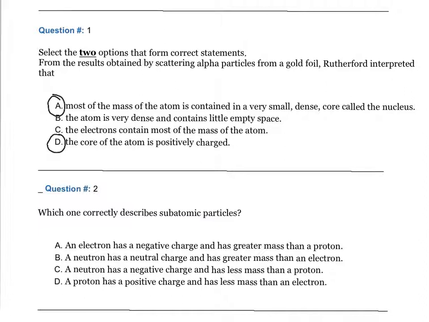Question number 2. Which one correctly describes subatomic particles? The correct answer is B. A neutron has a neutral charge and has a greater mass than an electron. Protons and neutrons have about the same mass, and they're much more massive than the electron is. Neutrons have no charge, protons have a positive charge, electrons have a negative charge.